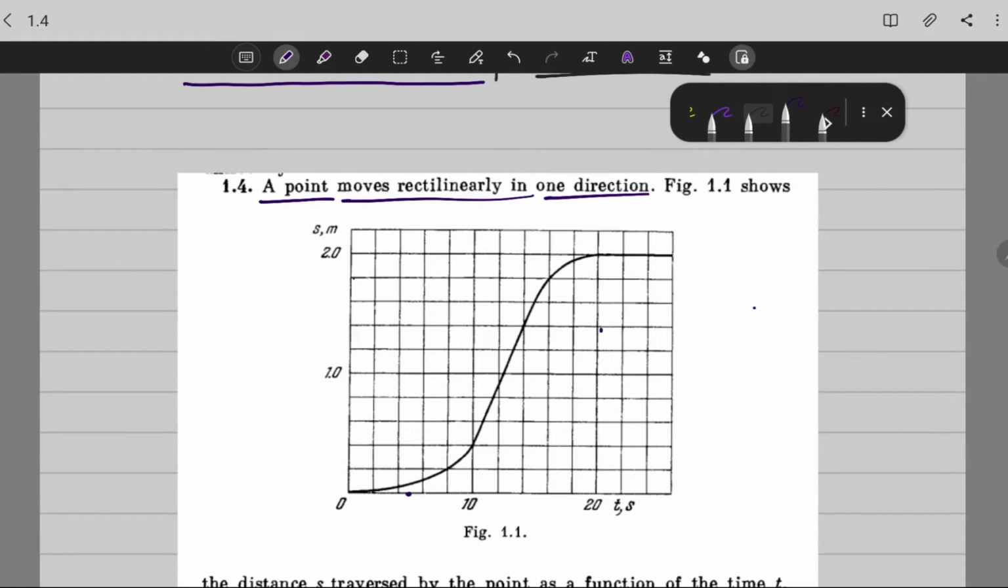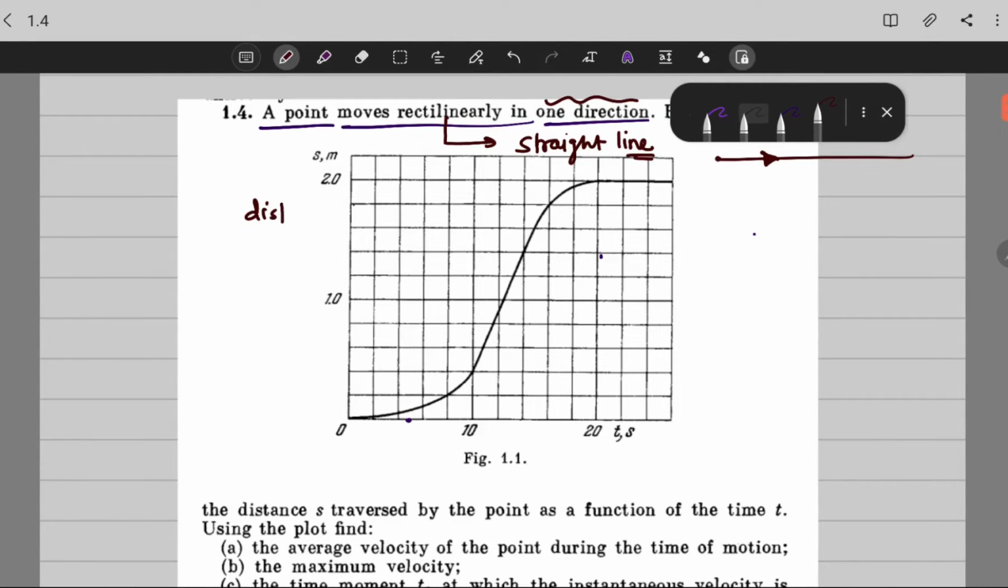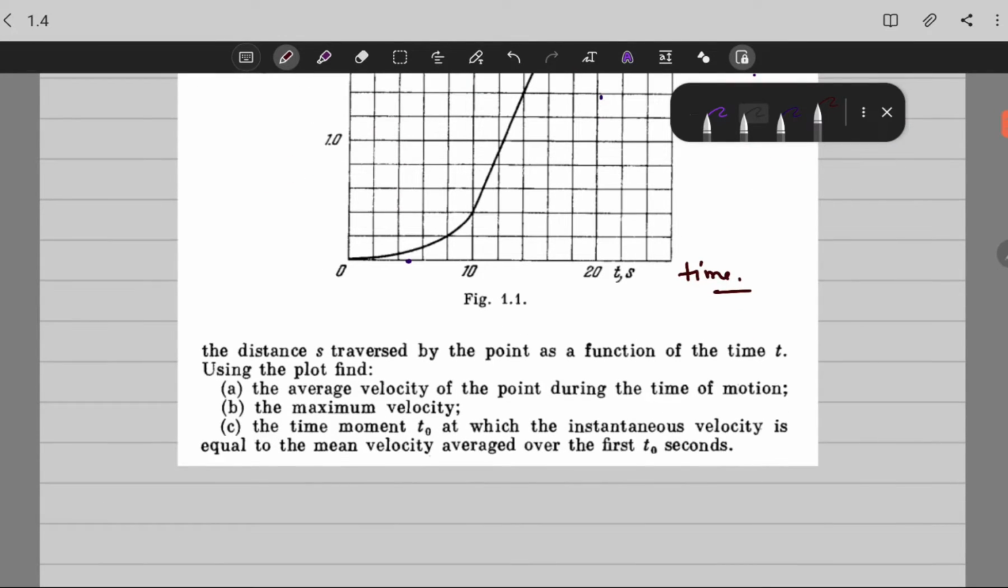So basically, what is the meaning of rectilinear motion that we have stated in the previous video? The meaning of this one is that the object is moving in a straight line and it is moving in a single direction. Okay, straight line, and it is moving in this particular direction, and the graph of displacement versus time is given, and it is asking the average velocity of the point during the entire time of the motion.